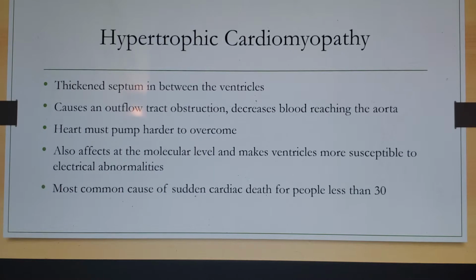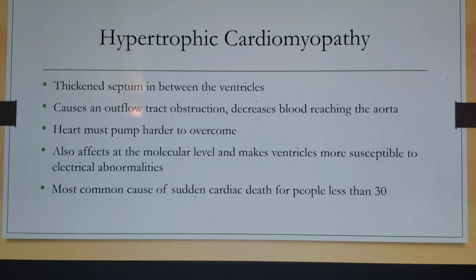And basically what happens is some people congenitally have a very thickened septum in between their two ventricles, and they get an outflow tract obstruction that decreases the amount of blood that reaches the aorta, and the heart has to pump harder to overcome this. So what happens is when they're exerting themselves, like on the sports field, their heart pumps harder and harder and harder, and then at the molecular level, these ventricles are more susceptible to electrolyte abnormalities. So they've got a blood flow obstruction. The heart has to beat extra hard anyway.